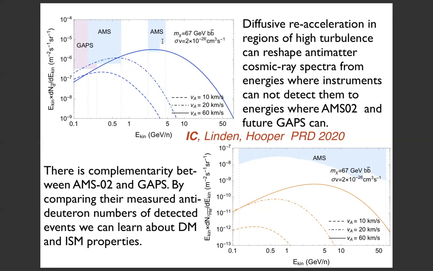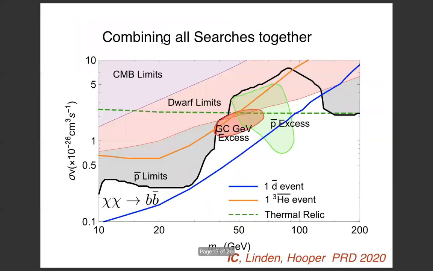There's also a complementarity between AMS and the future GAPS experiment. And in fact, by comparing different antideuteron measurements, we would be able to learn both properties about the dark matter and even some interstellar medium physics.